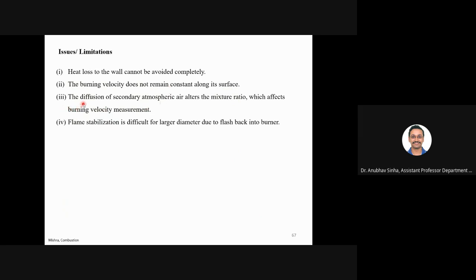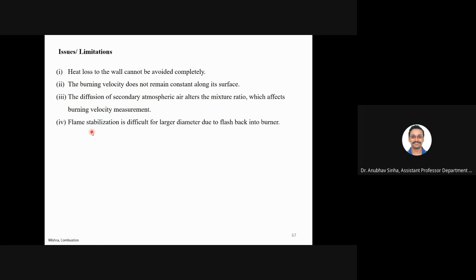Another thing is that since it is open to air, atmospheric air also enters. That will create some difference with the mixture ratio and all that. Another thing is that if you have a large tube, flame stabilization will be difficult, and flashback would also be an issue.